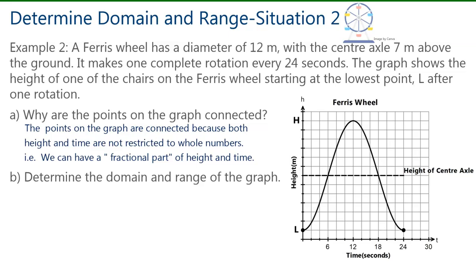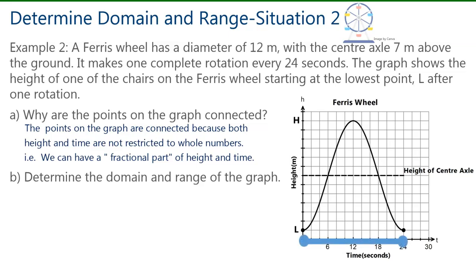Part B, determine the domain and range of the graph. Notice that on the horizontal axis we have time t. On the vertical axis we have little h, or lowercase h, for height. We'll distinguish this from capital H, which represents the maximum height reached by the chair.